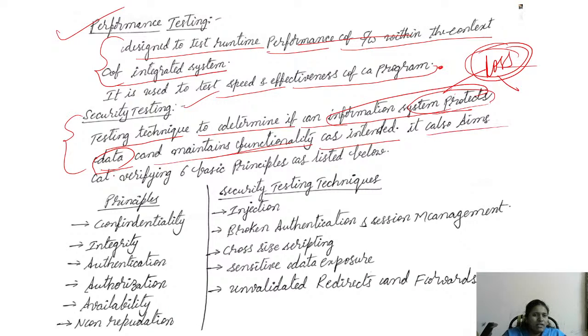It also aims at verifying six basic principles. What are the security principles? We need confidentiality. No one else can see the private information; confidential information should not be shared with others. Integrity. Integrity means honesty and moral, like that.